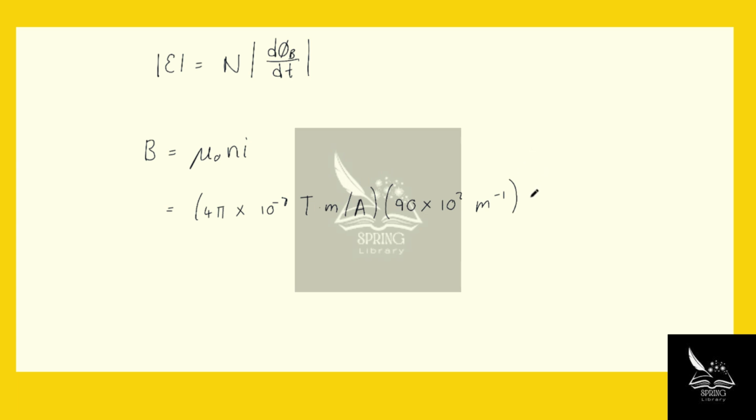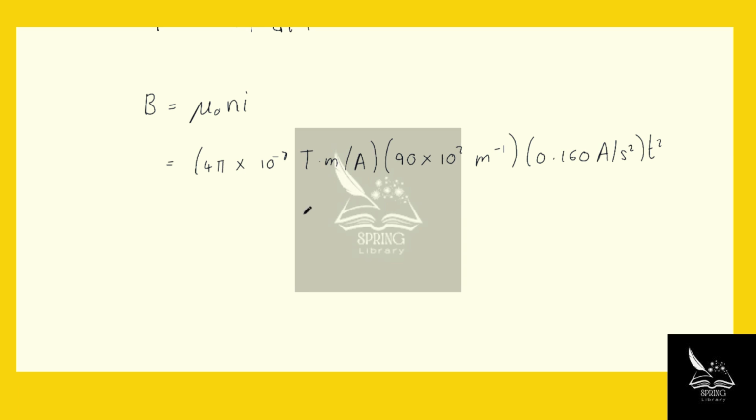And the current is given by the expression 0.16 amperes per square second times t squared. So if we simplify this, we get the magnetic field B to be 1.81 times 10 to the minus 3 Teslas per square second times the time t squared. So we have the magnetic field as a function of time.